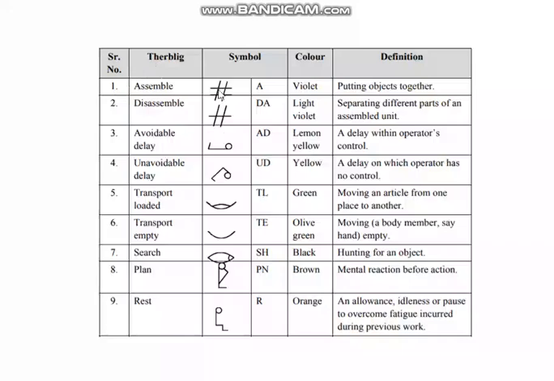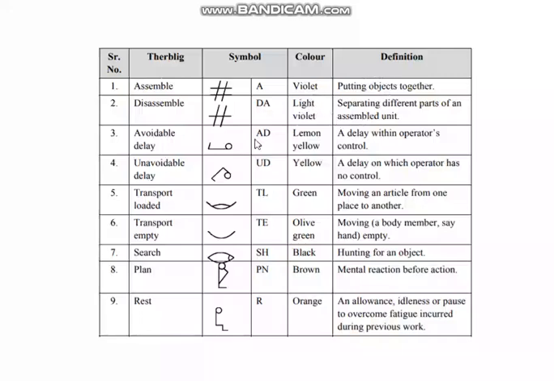Disassemble, see, one of the horizontal lines is missing. Okay, so this is the disassemble, and the symbol and the letters we are using is DA. D for dis and A for assemble. Disassemble. And this is violet, light violet.